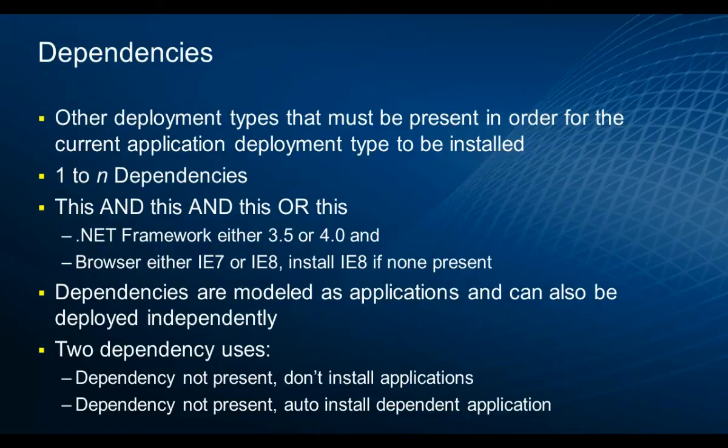Dependencies are also modeled as applications and can be deployed independently. And so things like that .NET framework or that Internet Explorer browser could also be deployed to those machines as their own deployment types, but they would still be checked in the same way. There are 2 dependency uses for the applicability of the app model.